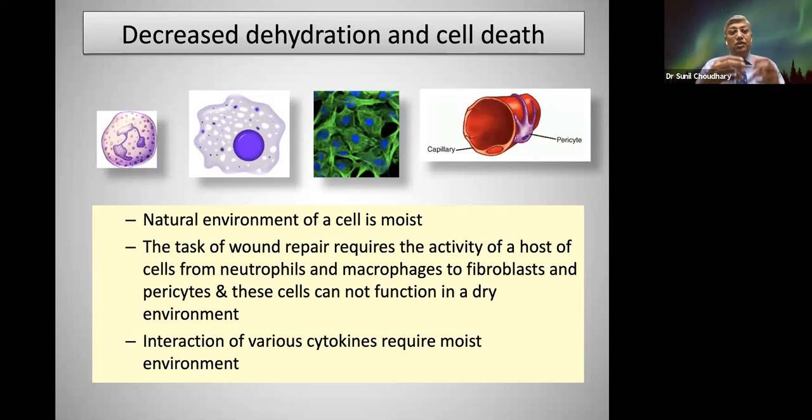There were further studies which proved that dehydration and cell death because of desiccation impair wound healing, because the natural environment of a cell is moist. The task of wound repair requires the activity of a host of cells like the neutrophils, the macrophages and the fibroblasts, because all these cells not only tackle the bioburden of bacteria, but also lead to the building blocks of the wound like the collagen. If these cells don't have a moist environment, they can't move around, and if they can't move around, they can't function properly. You also have various chemicals which signal these cells to do their job, and if there is no moist environment, these chemicals also can't diffuse in the wound and do their job as well. So a moist wound environment is paramount for good wound healing.